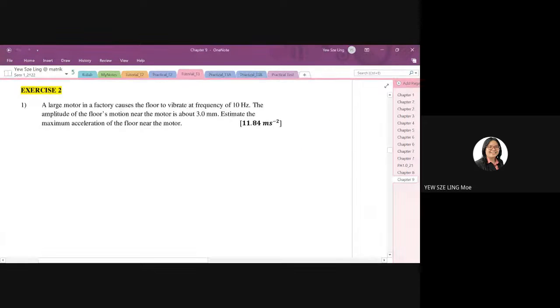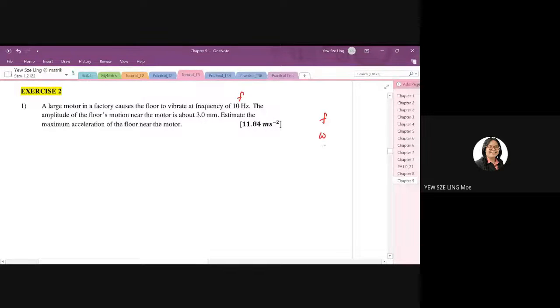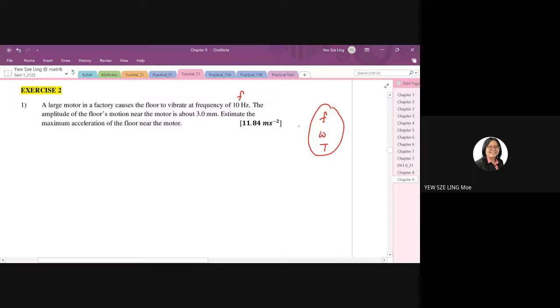Right, so now let's see. A large motor in a factory causes the floor to vibrate at a frequency, so you are given F. Always remember, when it comes to chapter 9, if you are given F, it either needs you to calculate the omega or the period. Because F, omega, and period are one family. Always keep that in your mind.